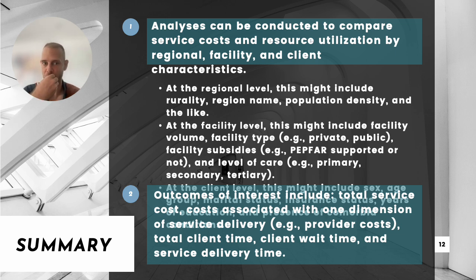Lastly, at the client level, this might include client sex, age group, marital status, insurance status, years of education, even client satisfaction, for example. Second, or seen another way, we can view this variation in terms of the outcomes of interest. So, for example, the total service cost, or just the cost associated with a certain aspect of delivery, for example, cost from providers, time interacting with providers. We can also look at time estimates from different vantage points. So, for example, we could compare client wait time, client-provider interaction time, and the like. So in short, there's really a lot that could be explored through these various avenues for this second type of insight.